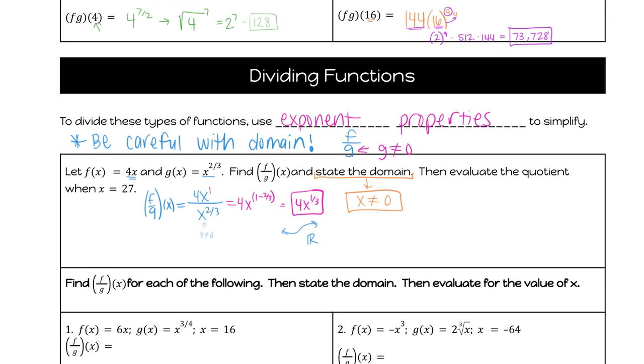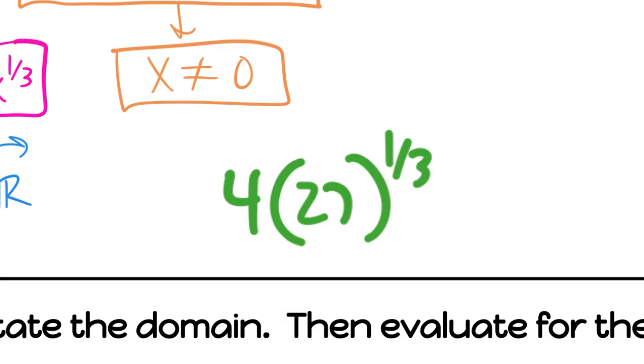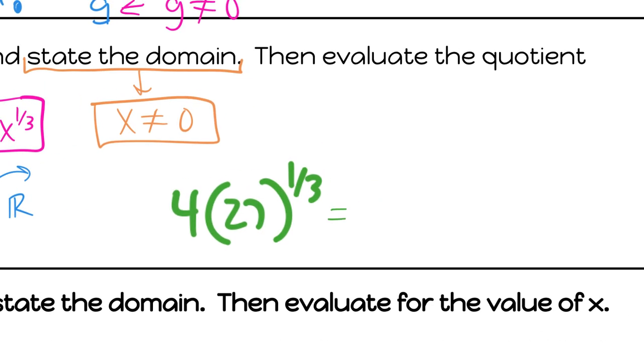And finally, we're going to evaluate the function when x is 27. So we'll do 4 times 27 to the 1/3. And 27 does have a cubed root. The cubed root of 27 is 3. So this would just be 4 times 3, which is 12.